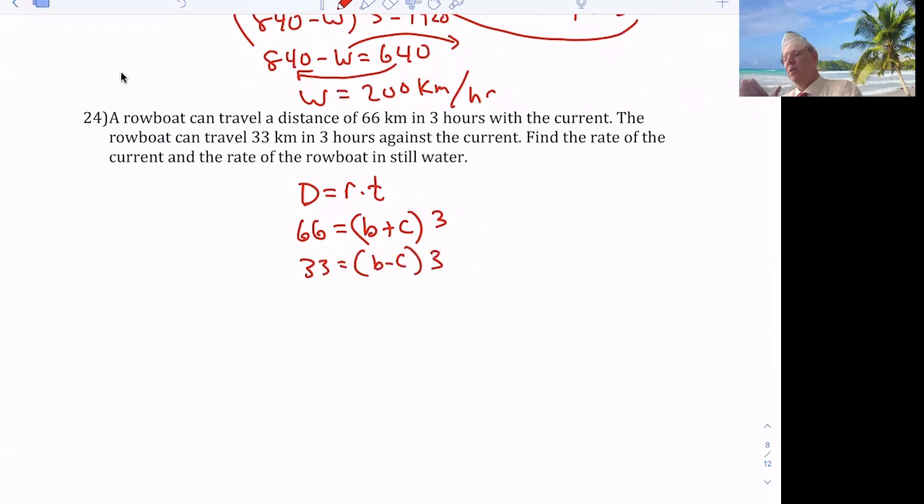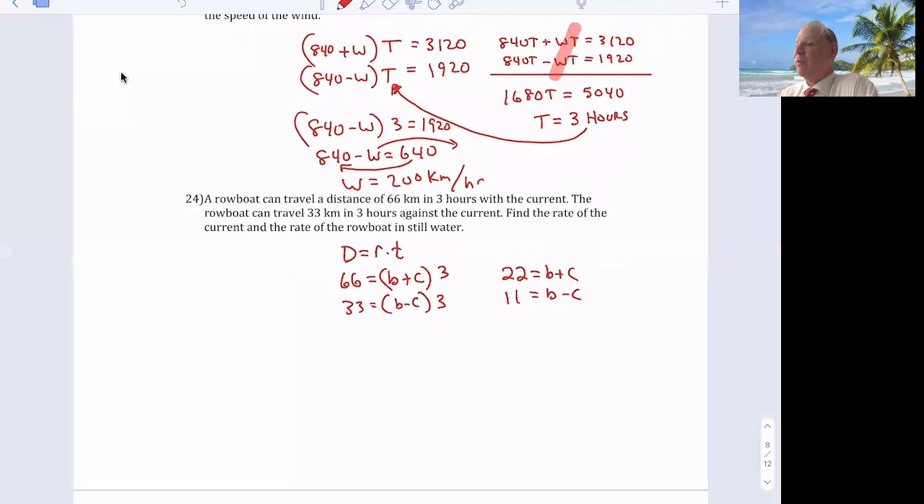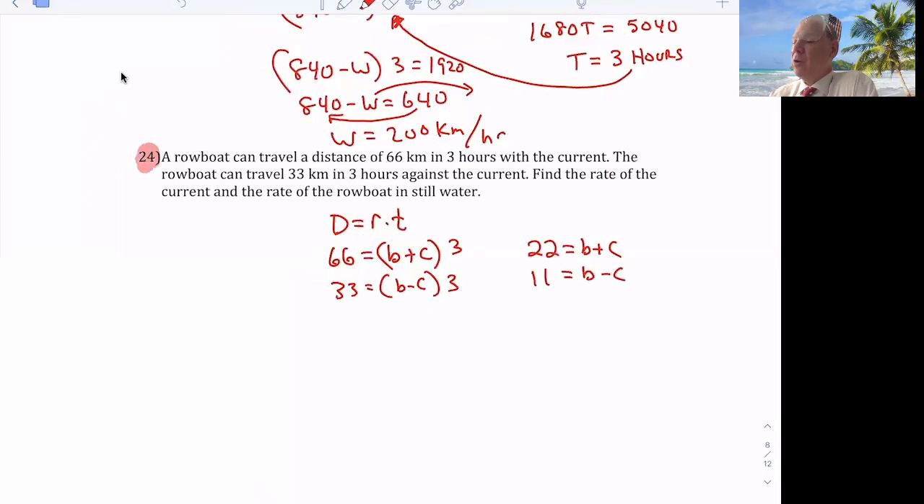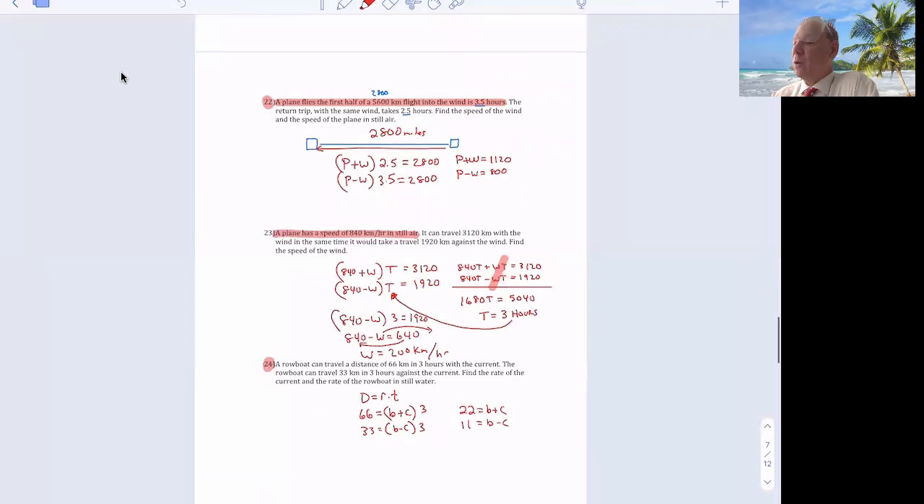Easy, easy, easy. Now, instead of distributing, of course, we're just going to divide. So what's 66 divided by 3? 22. So 22 equals B plus C, and then 11 equals B minus C. And you guys can solve it from there. All right, so make sure you go back tonight, 24.